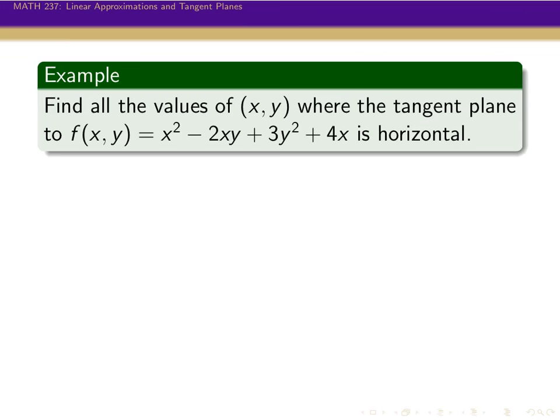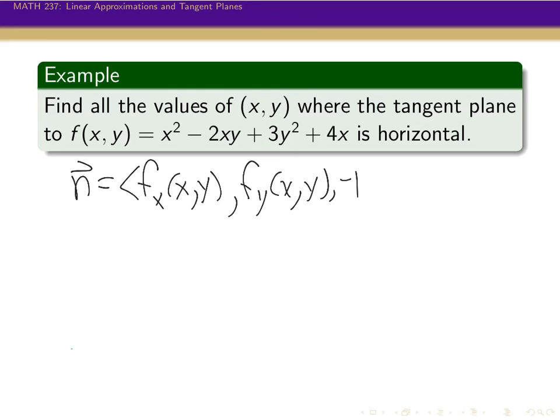Okay, so for a last example for this video, we're going to take a function, and the question is find the points on this plane where the tangent plane is going to be horizontal. So we want to find all the values of x and y where the tangent plane to this function is horizontal. Since we want the tangent plane, we need to figure out the normal of the tangent plane. Just recall the normal of the tangent plane is going to be partial in terms of x, partial in terms of y, minus 1 for the z.